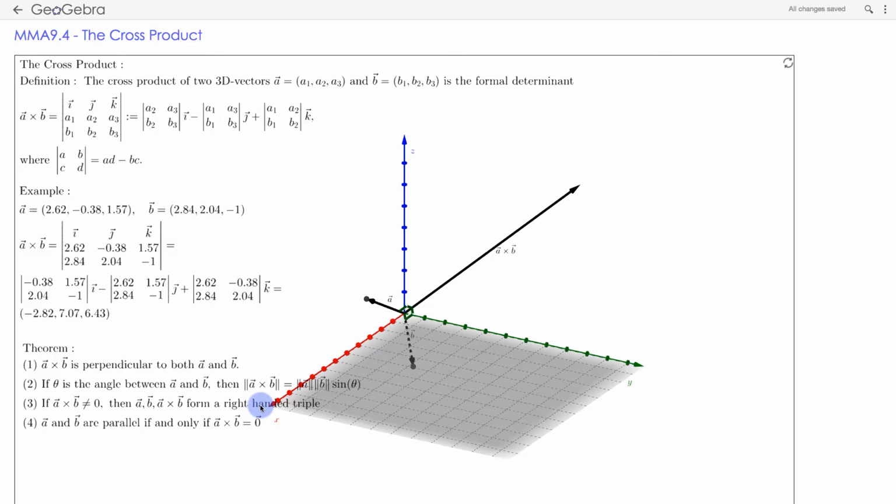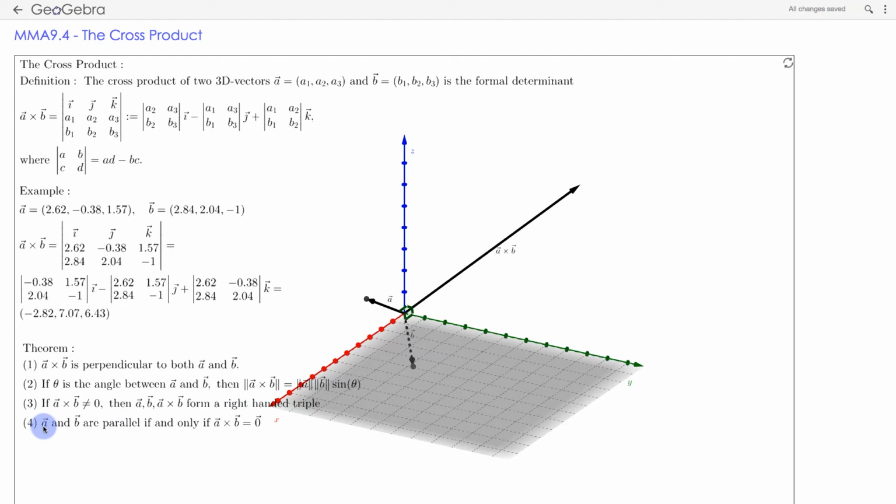A right-handed triple is basically if you take your right hand and put an X on your middle finger, Y on the index finger, and Z on the thumb. Then they will form a right-handed triple. So in other words, if you have these two vectors, A and B, as your middle and your index finger, then your thumb should be perpendicular to it and point in the same direction as your thumb.